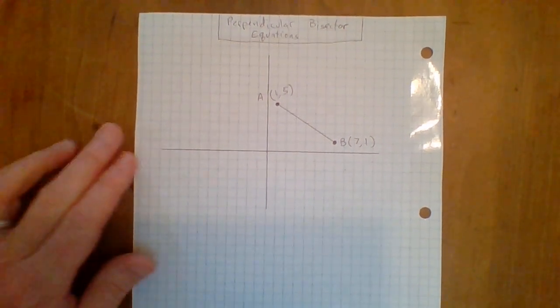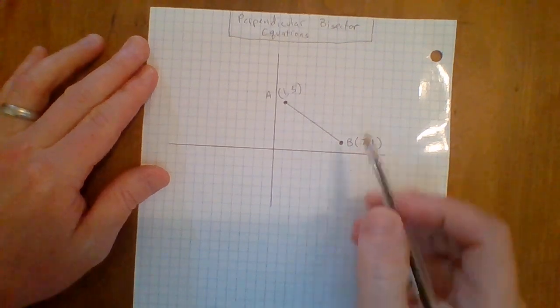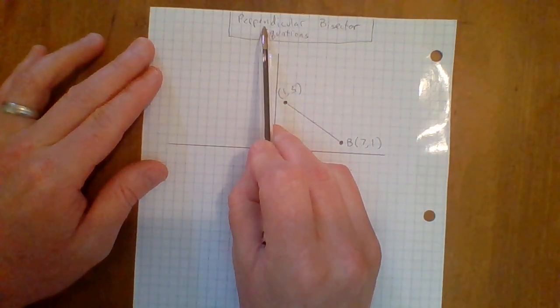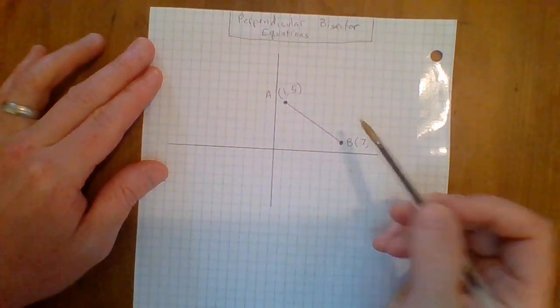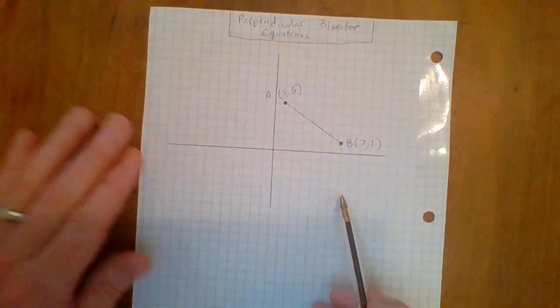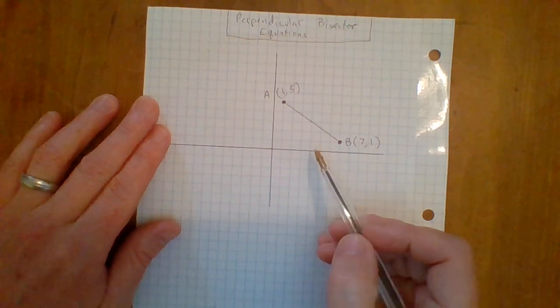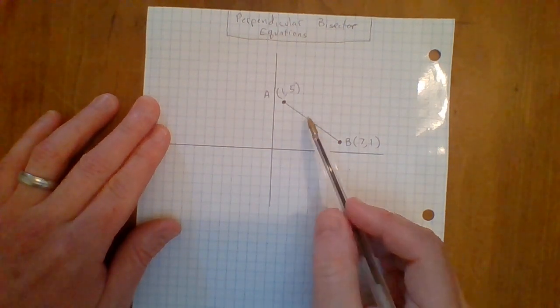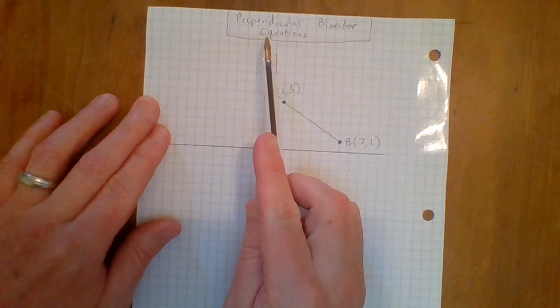Okay, now that you know that slopes of perpendicular lines are negative reciprocals, now we have enough information to figure out the equation of a perpendicular bisector. So see, I've got a segment here called AB, and I want to actually find the equation of and graph the perpendicular bisector. Remember, if it's perpendicular, then it meets at a 90-degree angle.